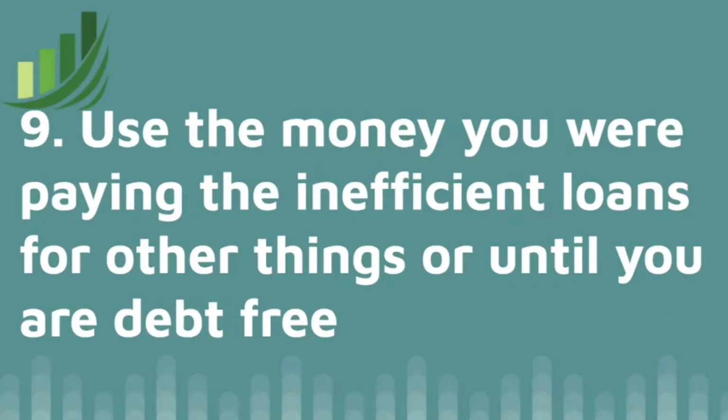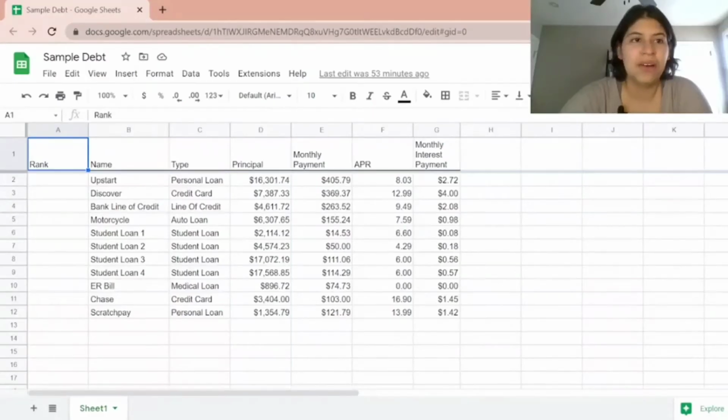Basically, once you pay off the inefficient loans, that cash flow could be used for other things that are maybe more beneficial for you, such as savings, buying things you want just to make yourself feel good, or if you really want to be debt-free, you can just keep paying it off. The choice is yours. Alright, so here is the sample debt, and we will be using the cash flow index method to rearrange it to see which debts we're paying off first.